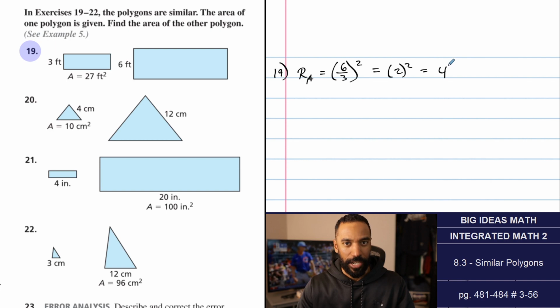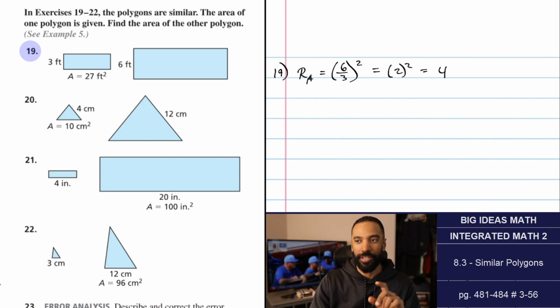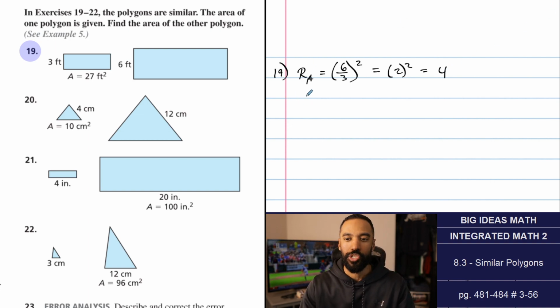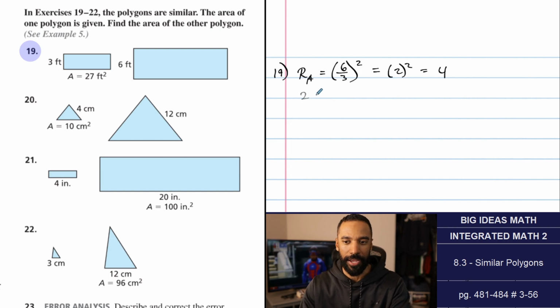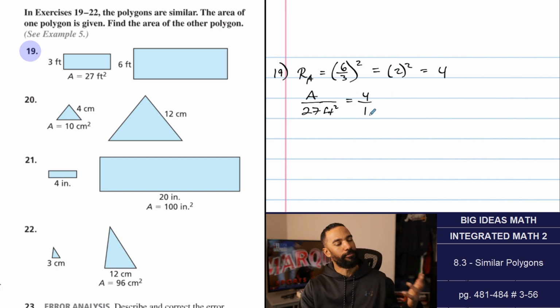This is the area ratio. This does not mean this is the answer. The area of this thing isn't 4. The area ratio, to enlarge it, the area is 4 times bigger than the other one. So the area that I'm trying to find over 27 square feet is equal to 4 to 1. 4 to 1. 4 times as big.